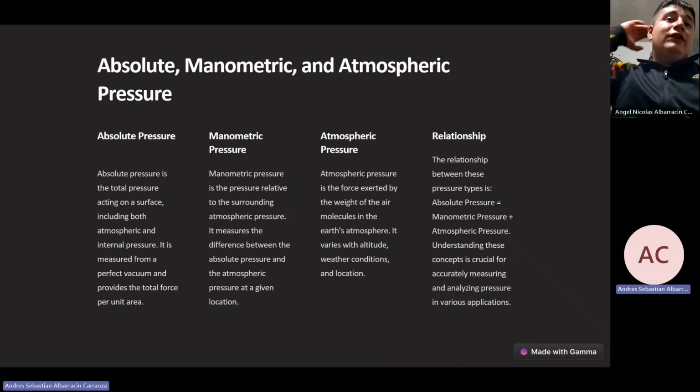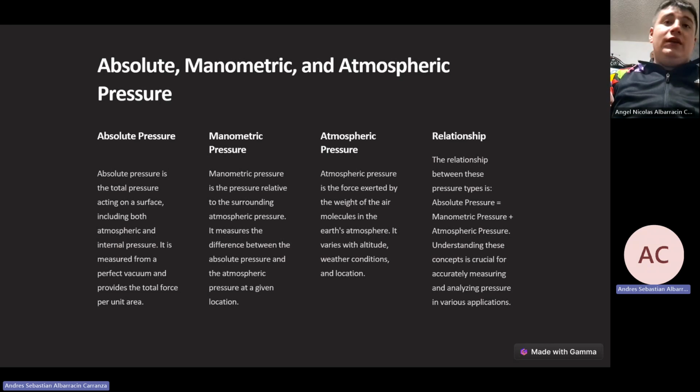Well, here we have the absolute, manometric, and atmospheric pressures. Absolute pressure is the sum of all the pressure that we have in a system, so it is general. Manometric pressure is the pressure at a specific point or between two different points, so this is more specific, just within a specific system. Maybe we have one pressure in the system and another pressure in the environment.